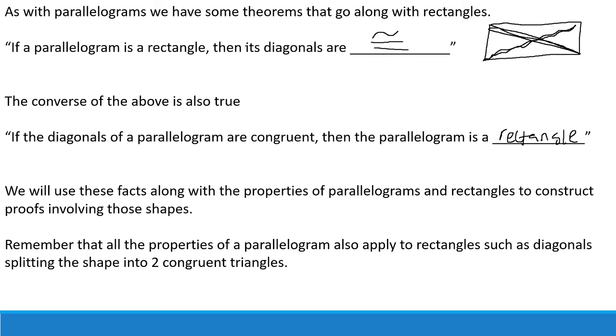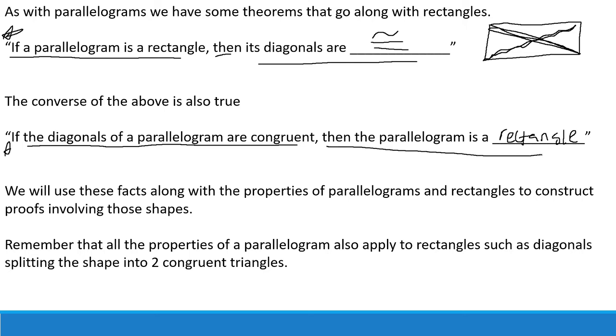So the difference between these two is what do you know. In this first theorem here, if you know it's a rectangle, then you know the diagonals are congruent. Whereas this one here says if you know it's a parallelogram and the diagonals are congruent, then you can say it's a rectangle. So it's a matter of what you are trying to prove. You use this reasoning when you want to prove that something is a rectangle. You use this reasoning when you want to prove that the diagonals are congruent if you already know that something is a rectangle. So let's use them in a proof here real quick.